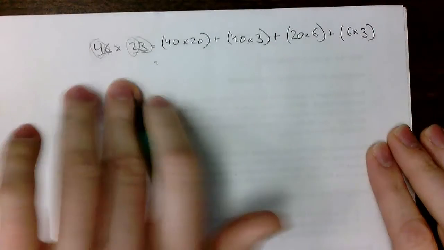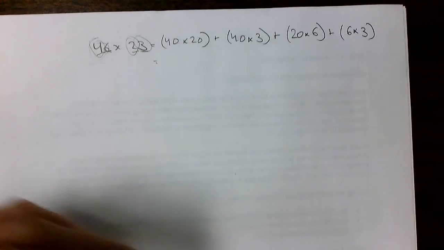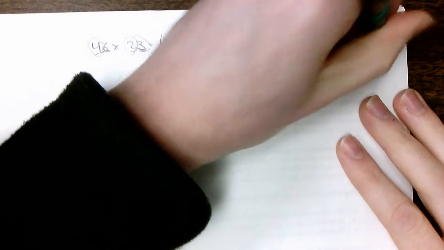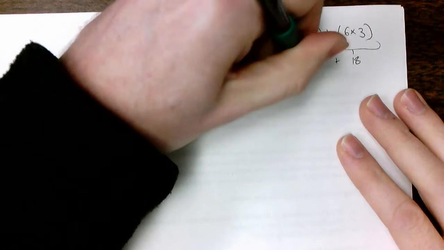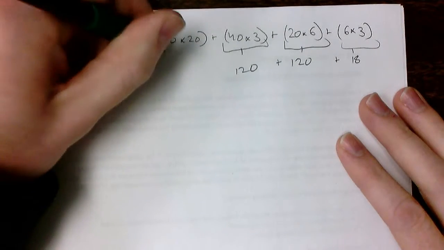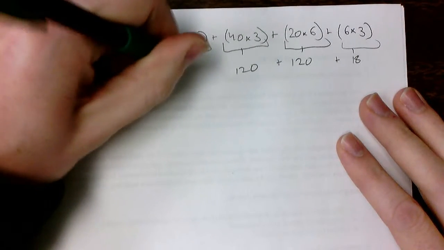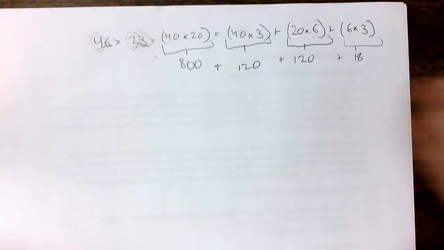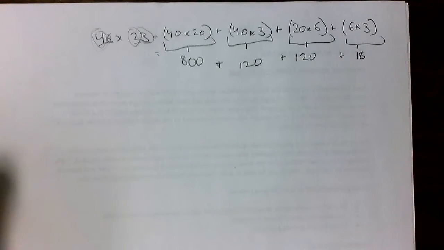So when we do all that, I'm going to work from right to left because we're going to end up doing some carrying, so it makes a little more sense later here. For this first one, we have 18. For this one, we have 120. For this one, we also have 120. That's convenient. And then for this one, we have 800. Alright, so then we just add all those together.